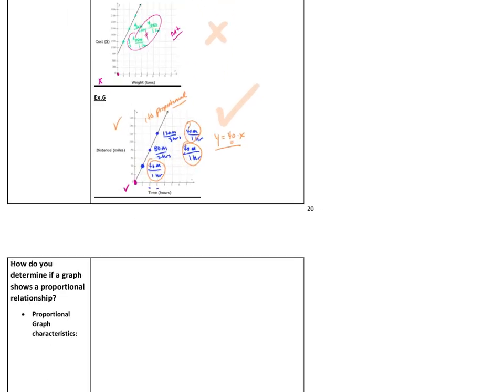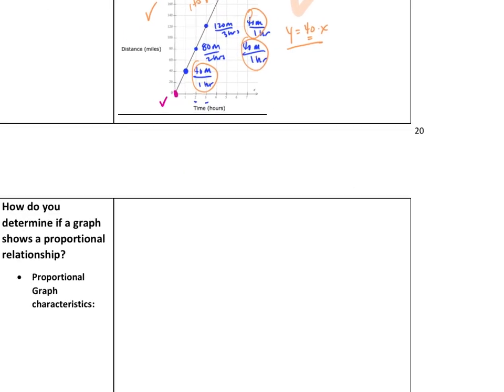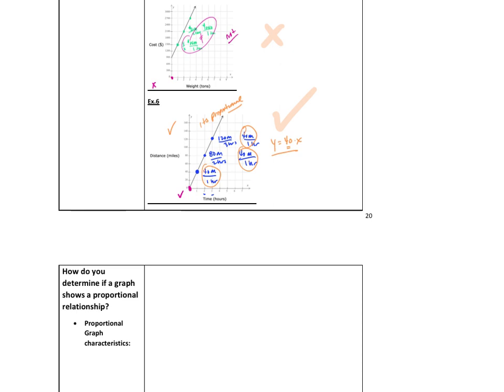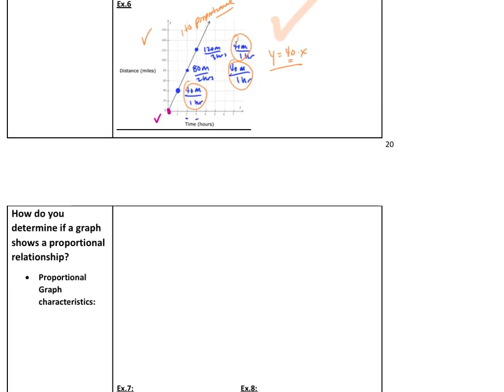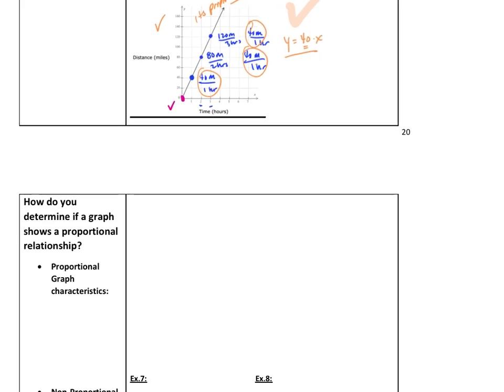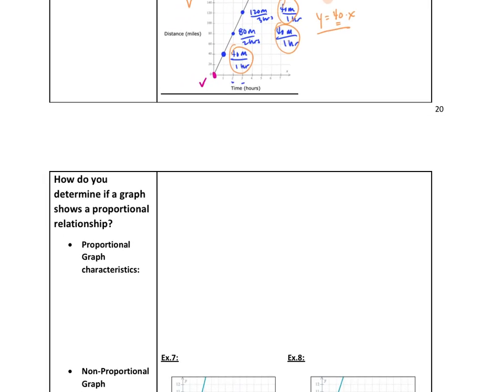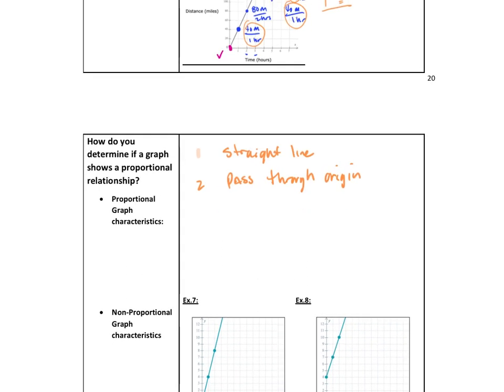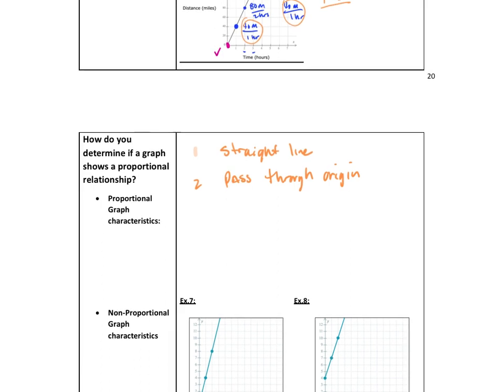What would you say it has to be? What has to be true for these graphs to be proportional? I hope you're seeing it has to be a straight line passing through the origin. So those are the two things. One, is it a straight line? And two, does it pass through the origin? Both of those things have to be true for it to be a proportional relationship.